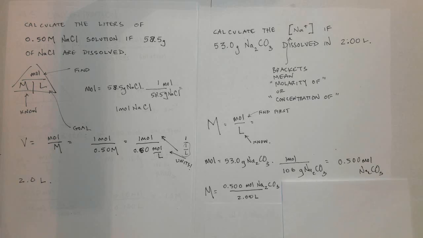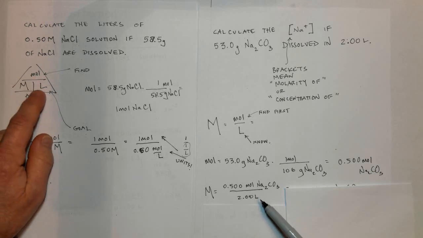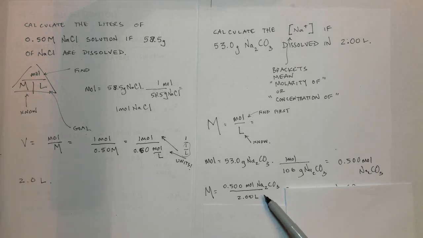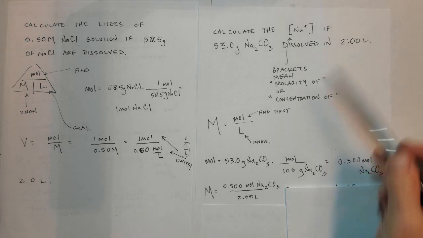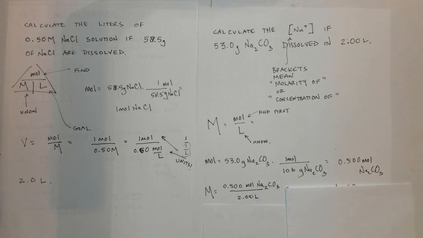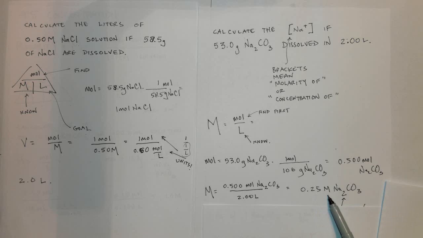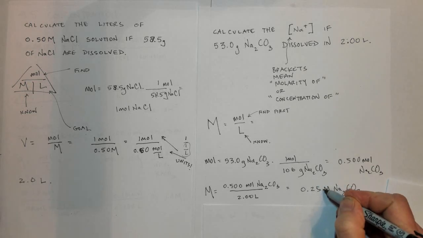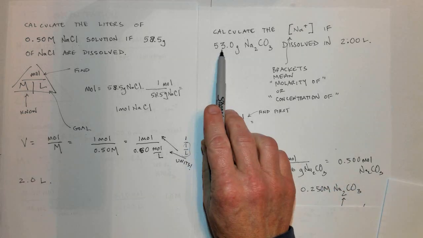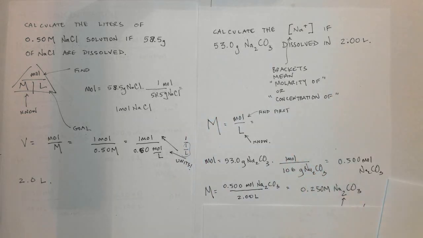Then take that 0.5 moles and we're going to divide it by our liters. So moles divided by liters. So we're told we have 2 liters to find the molarity. And now we have the concentration of Na2CO3. 0.5 divided by 2 is 0.25 molar Na2CO3. I think there should be one more significant digit here because we're given 3 sig figs here and 3 sig figs here.